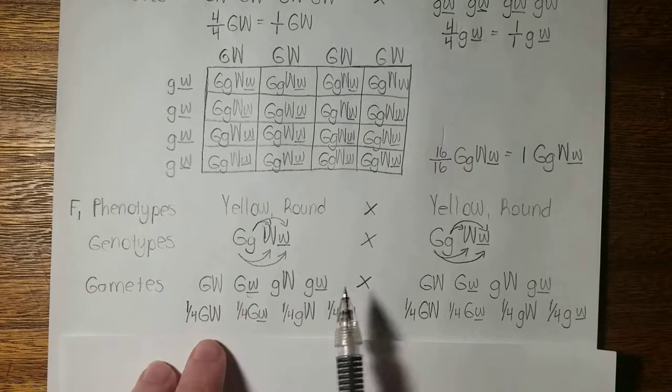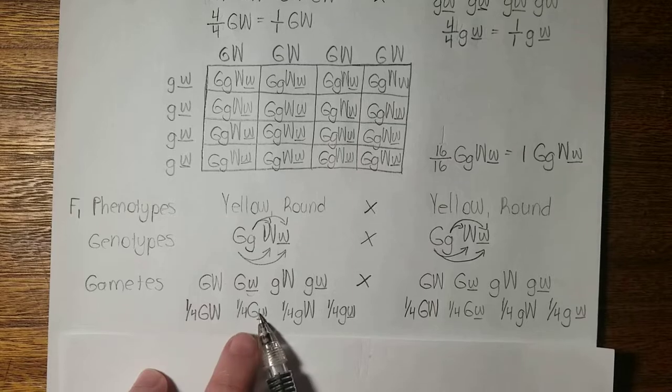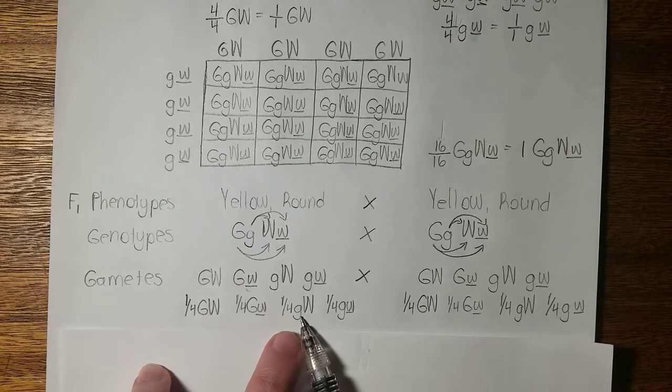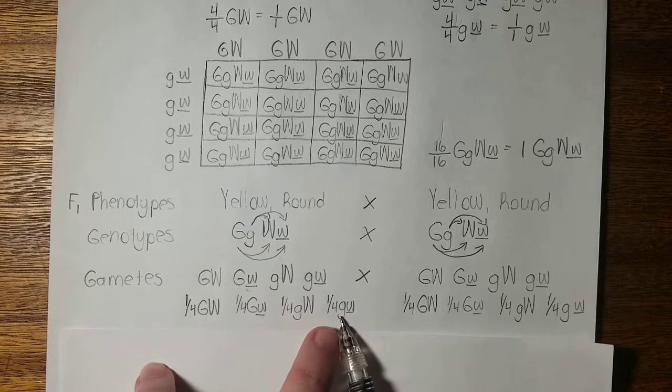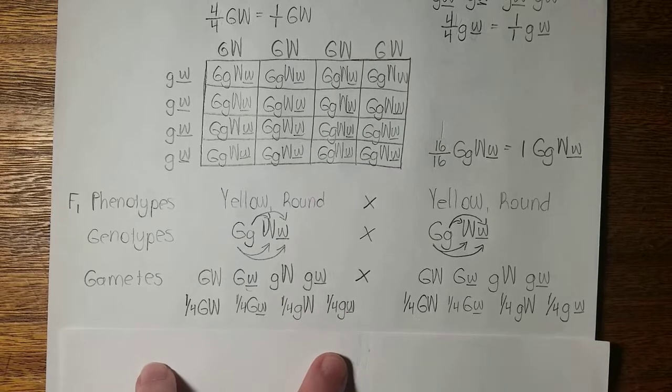And so we have 4 different genotypes now. So we have 1 out of 4 big G, big W, 1 out of 4 big G, little w, 1 out of 4 little g, big W, and 1 out of 4 little g, little w. Same on this side.